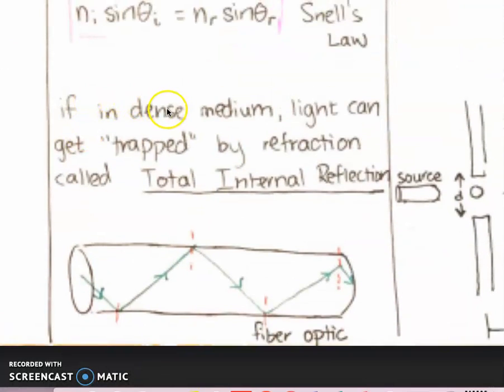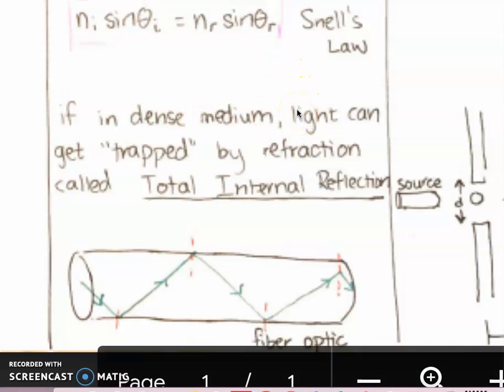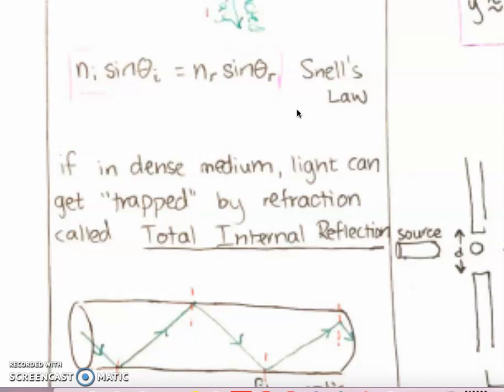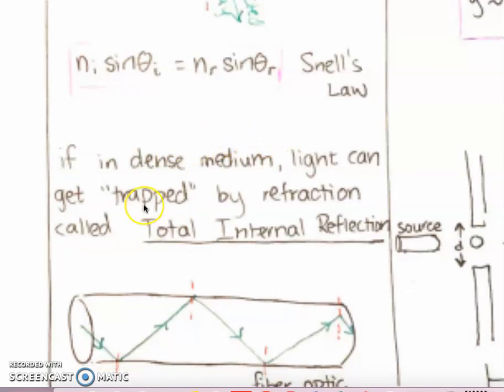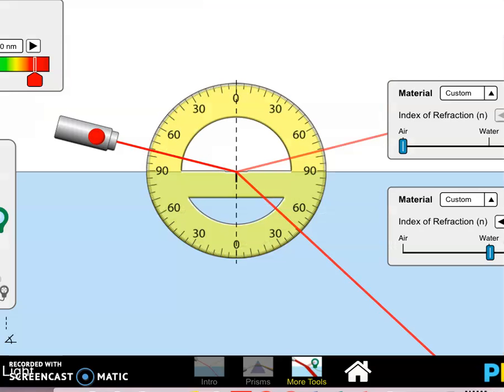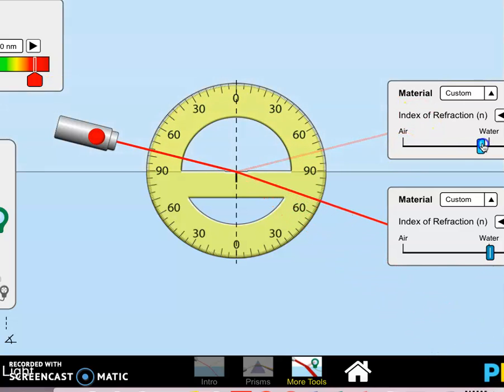If we go from a dense material to a less dense, a high index to a low index, sometimes Snell's law doesn't work at all. And that's because after a certain angle, the light can get trapped by refraction in a process called total internal reflection. You've totally seen this before. This is when light goes from a dense material like water into a less dense, lower index of refraction material like air.